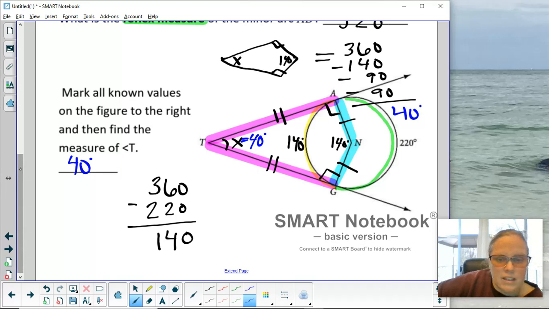Now another fast way to do that one is if you notice, because these are both 90s here, 90 and 90 together make 180, and 180 is half the size of the 360 total. So I just need to take 180 minus this central angle measurement to get our angle T. So 180 minus 140 gets me 40.